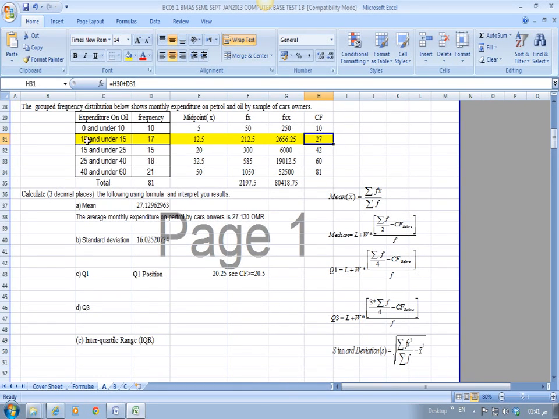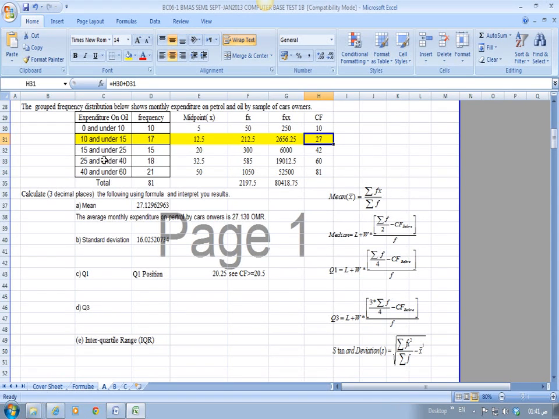According to our highlighting, the lower limit L is 10. W here is the width. The difference between 10 and 15 is 5, and this we name the width of the class. And the width of this class is 25 minus 15, which is equal to 10.